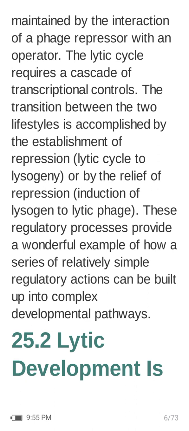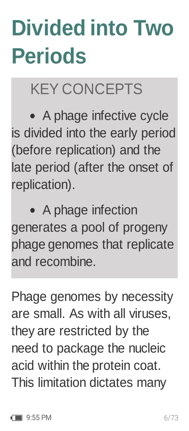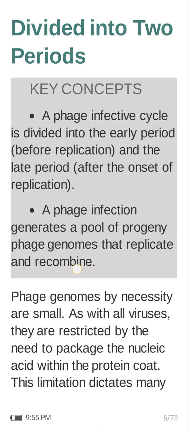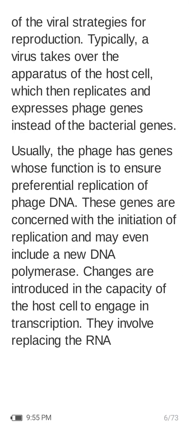These regulatory processes provide a wonderful example of how a series of relatively simple regulatory actions can be built up into complex developmental pathways. Then lytic development is divided into two periods. A phage infective cycle is divided into an early period before replication and a late period after the onset of replication. A phage infection generates a pool of progeny phage genomes that replicate and recombine. Phage genomes, by necessity, are small. As with all viruses, they are restricted by the need to package the nucleic acid within the protein coat. This limitation dictates many of the viral strategies for reproduction.